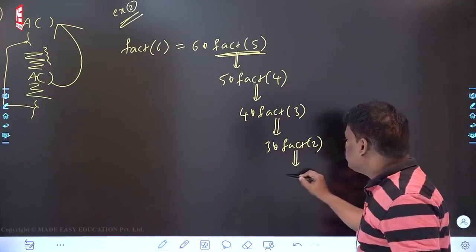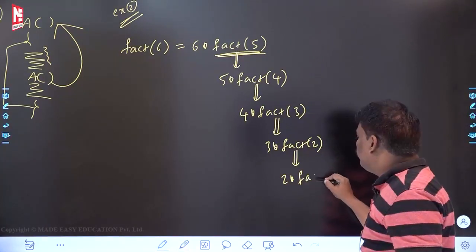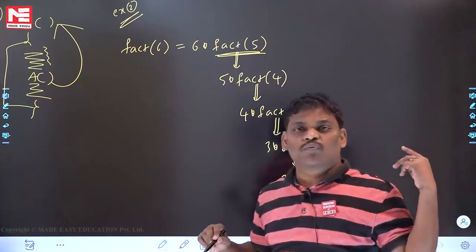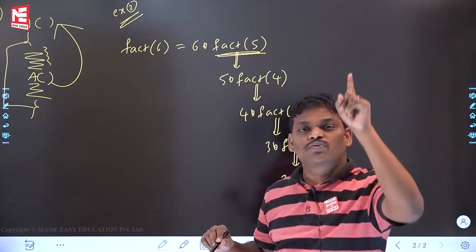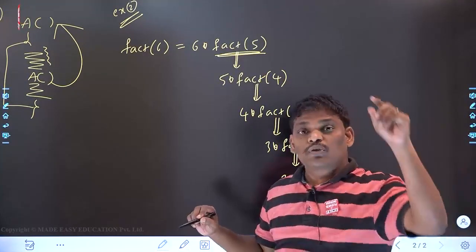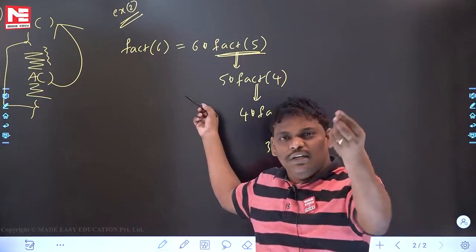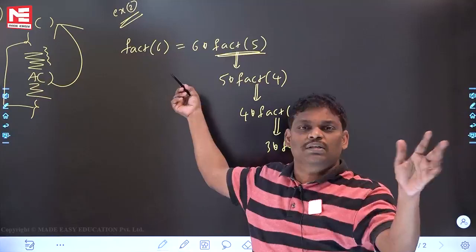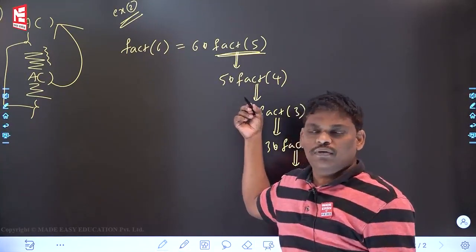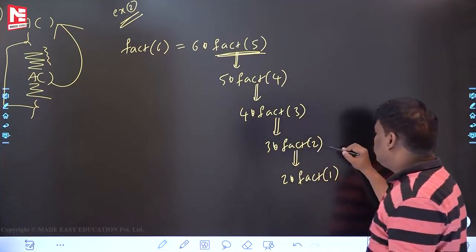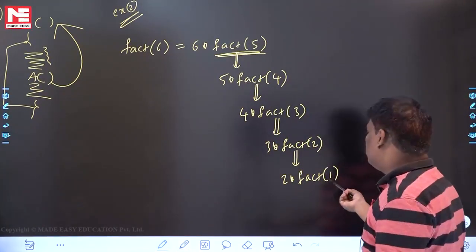So what is the answer? This is going to be 2 into factorial of 1. Factorial of 1, everyone knows. What is the factorial of 1 value? Factorial of 1 value is 1. You should know something. If you want to do anything, a little bit you have to know. You may not know big things, at least the smaller thing you should know. So 6 calling 5, 5 calling 4, 4 calling 3, 3 calling 2, 2 calling 1. 1 you know, then you can stop.